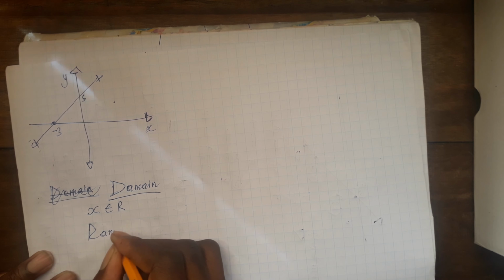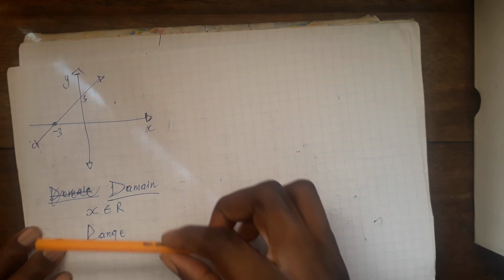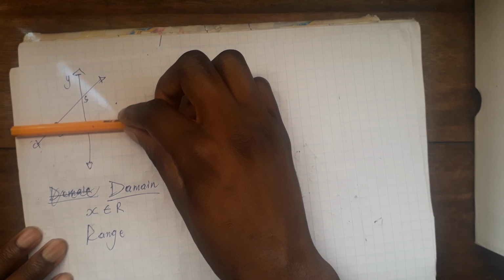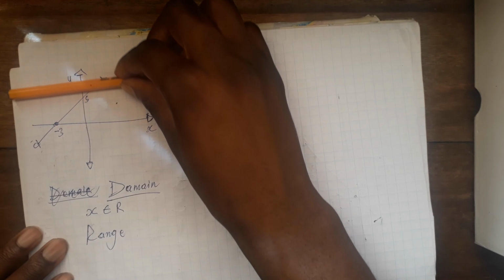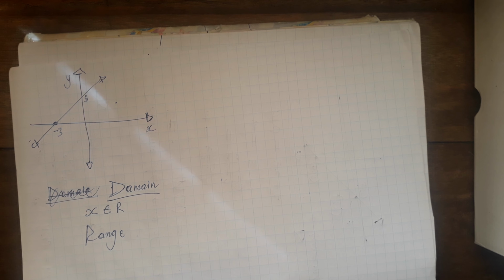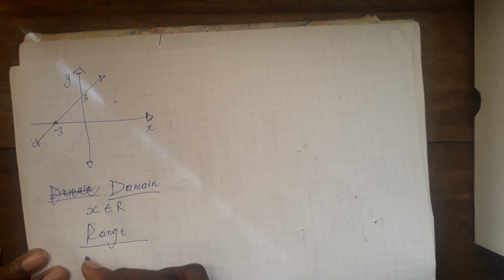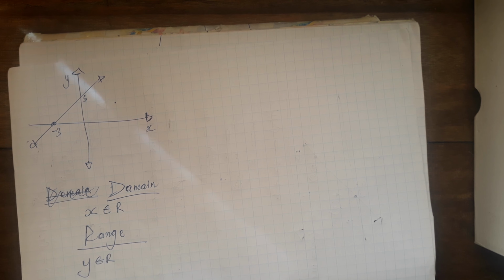What about the range? Let's take a look at the values of y. When you look at the negative y-axis, the function is there. And at the positive y-axis, it is still there, meaning that this function is defined for all values of y. In other words, it means that the range is gonna be like y is the element of all real numbers.